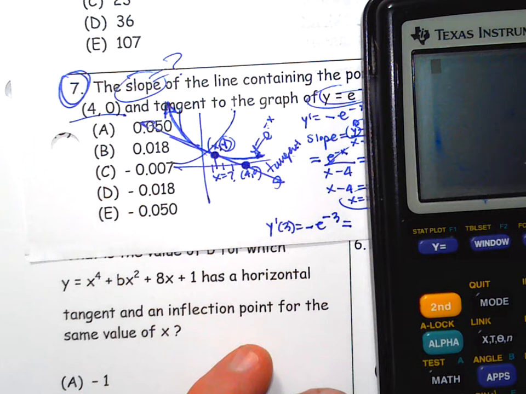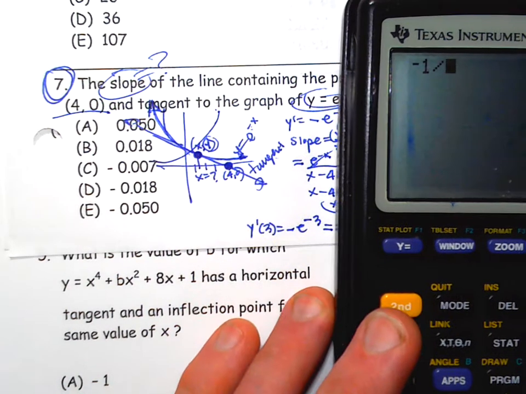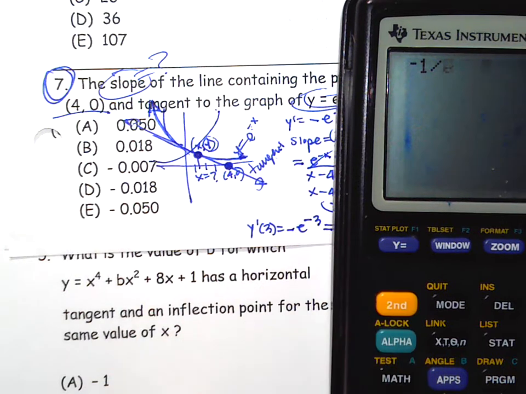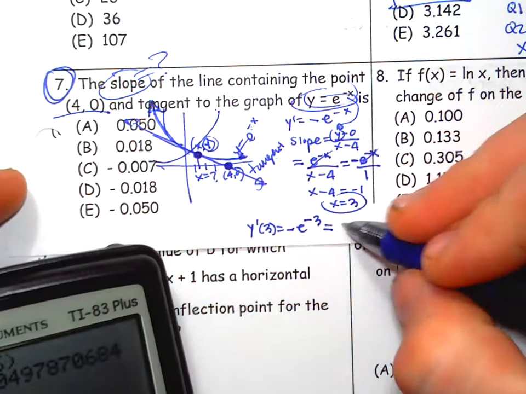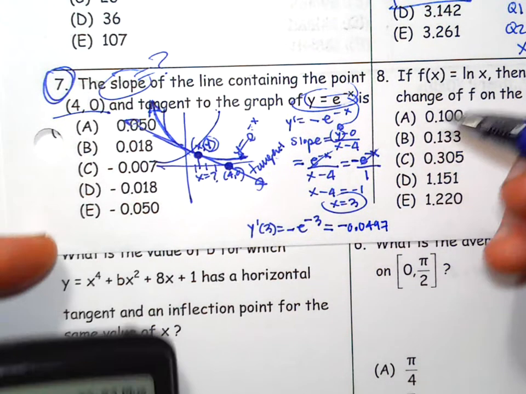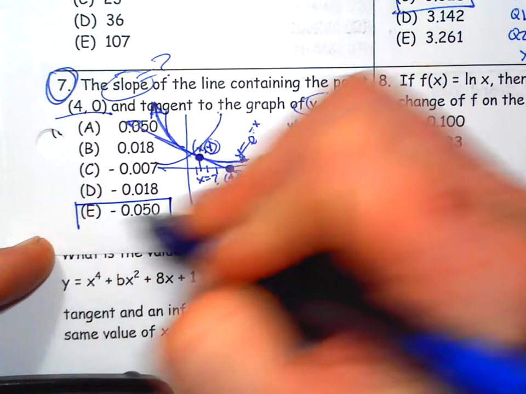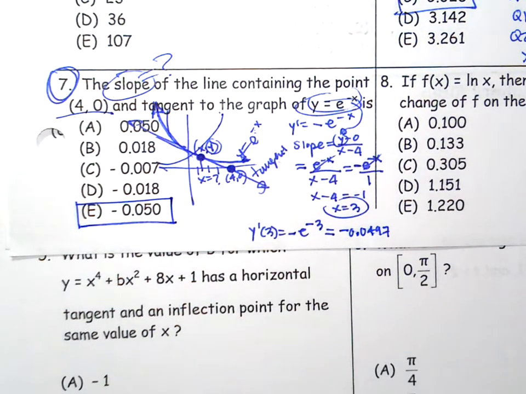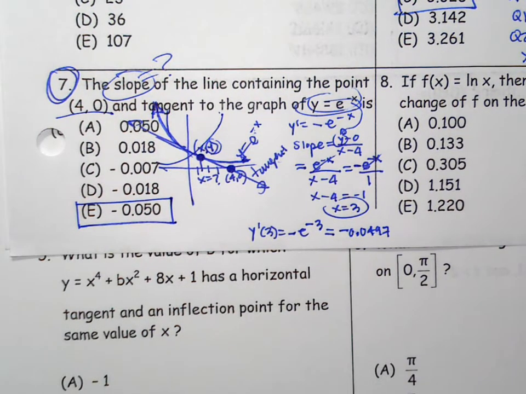So let's see. Negative 1 divided by e to the 3 is negative 0.0497. And if you round it to 3 decimal places, you get negative 0.050. So it's an interesting problem. I don't know if the calculator helped us a ton on that, other than to get a decimal answer.